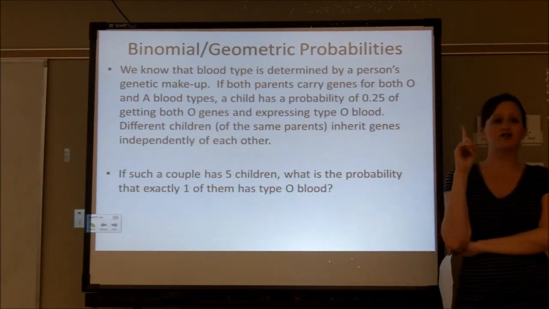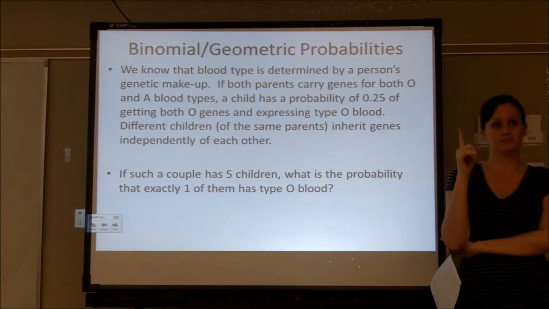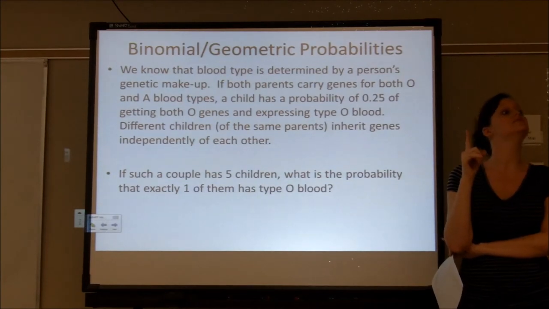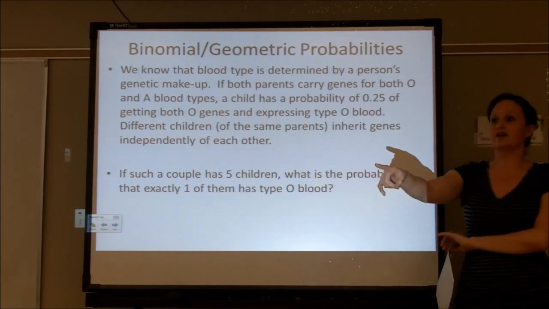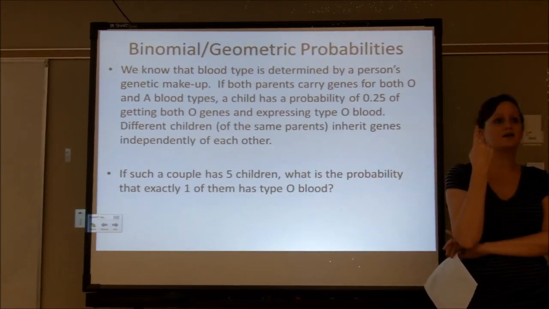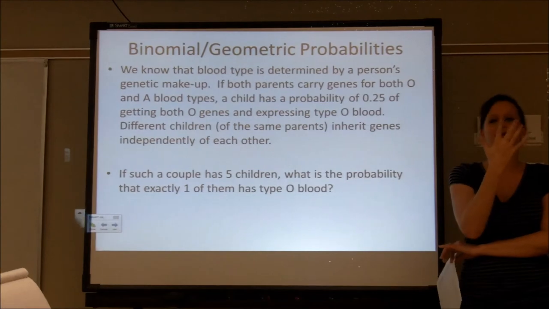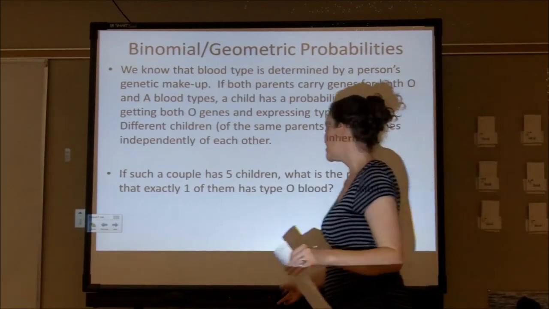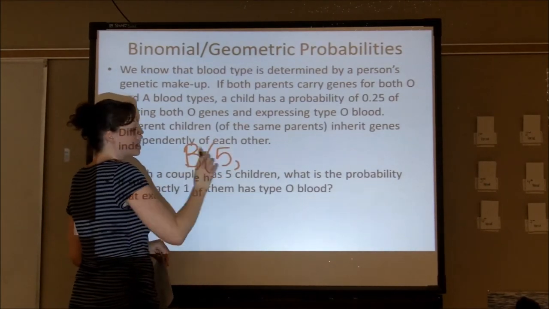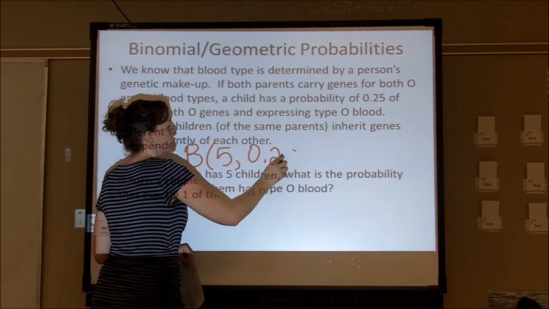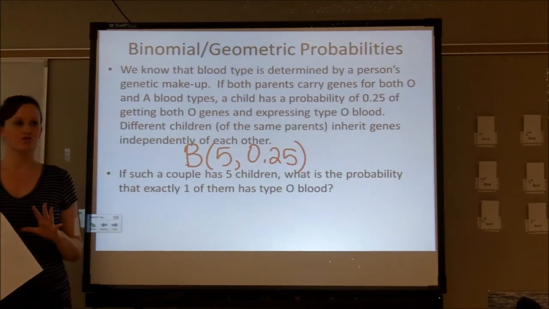First of all, binomial or geometric? Binomial, why? The exactly is going to come into play later, but Ray said they gave us N. What's N? Five kids. We're not having kids until something happens. We are having five kids. So this is binomial with N equal to five, and what's the probability of success? 0.25. We'll call success type O blood, failure not type O blood. Okay? So far so good?